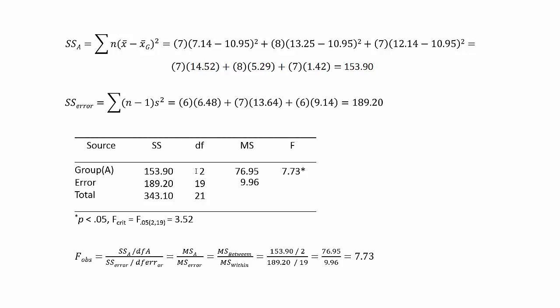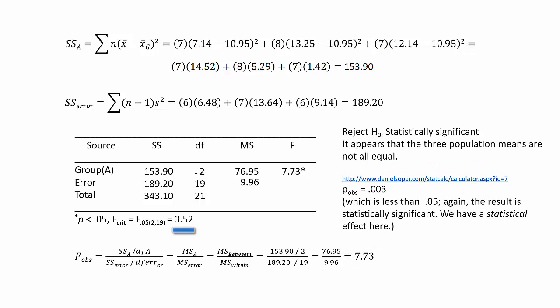Now that is statistically significant because it exceeds the 3.52, which was our critical value at alpha .05. And so that means we reject the null. We have a statistically significant finding. And it appears then that the three population means are not all equal. So that is the omnibus test, that overall there's something going on among those means. They're not all equal in the populations.